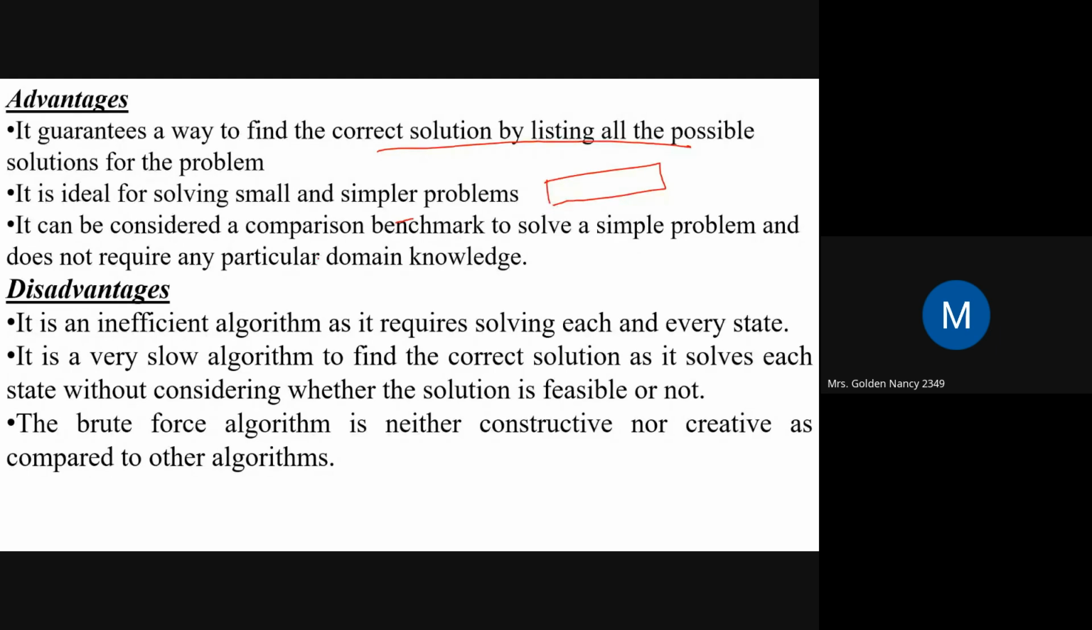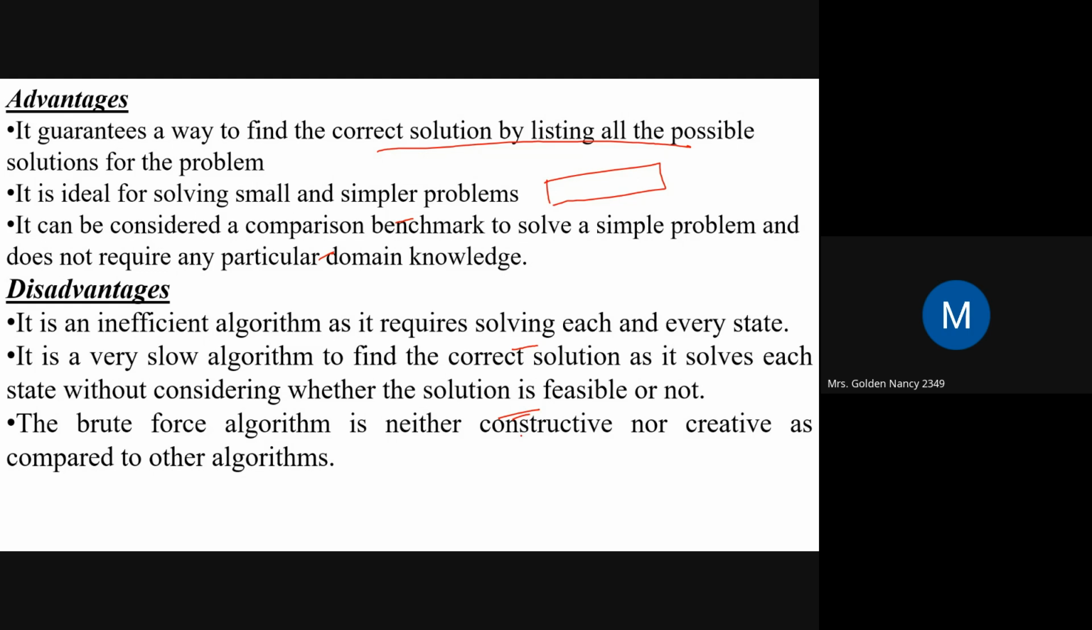The disadvantage is that it is an inefficient algorithm as it requires solving each and every state. It is a very slow algorithm to find the correct solution as it solves each state without considering whether a solution is feasible or not. The brute force technique is neither constructive nor creative as compared to other algorithms.